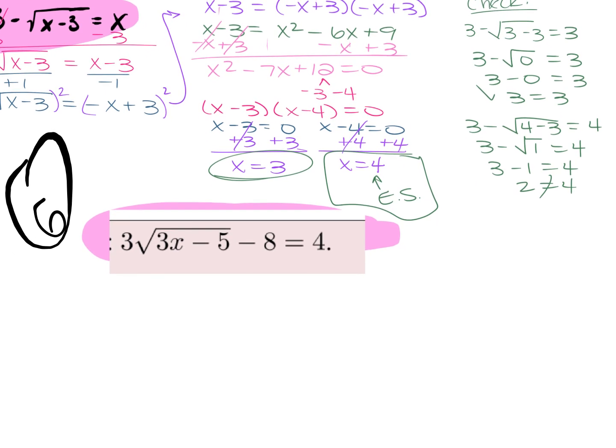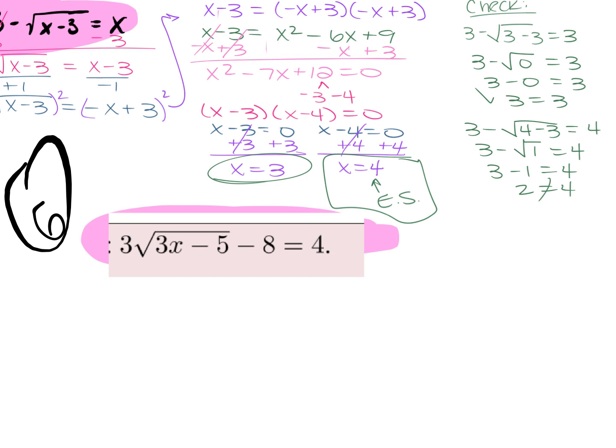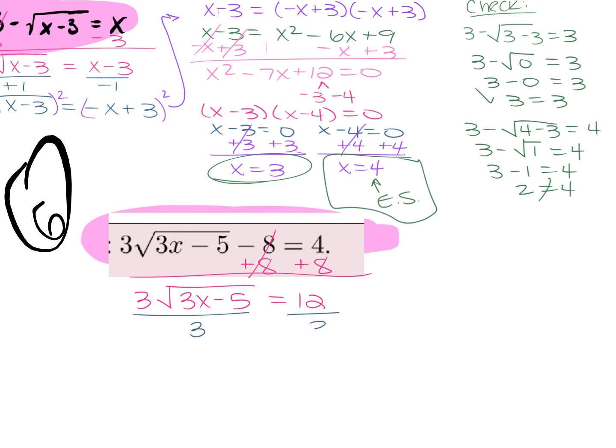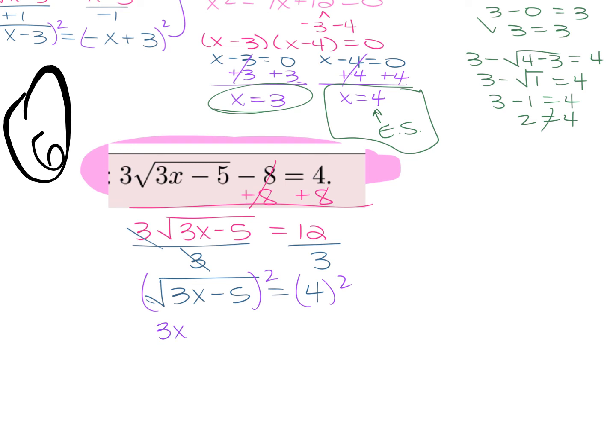For 6, you're given 3 times the square root of 3x minus 5 minus 8 is equal to 4. For this one, we're going to move the 8 over first and add it to both sides. That gives us 3 square root 3x minus 5 is equal to 12. From here, we divide each side by the 3. We have the square root of 3x minus 5 is equal to 4. We're going to square both sides to get rid of that radical. So that's going to give us 3x minus 5 is equal to 16.